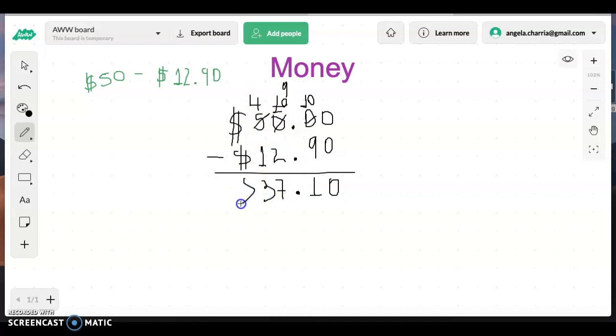Okay, so your answer would be $37.10. Don't forget to draw the money symbol. Remember that if you don't do that symbol, we're going to be talking about any number at random. And the idea here is that you acknowledge that you're talking about money.